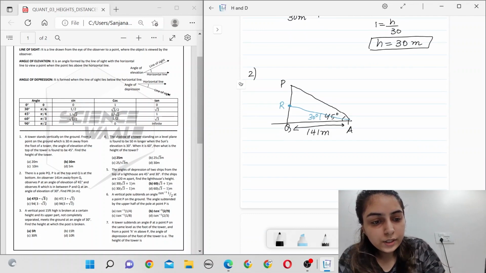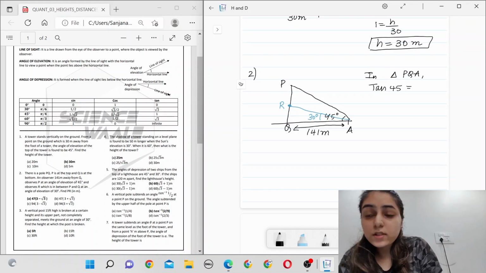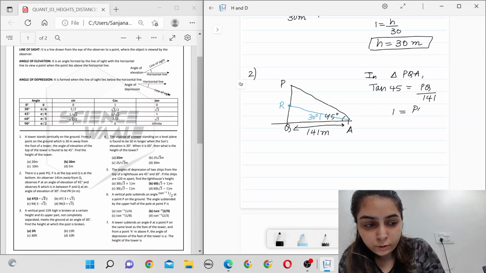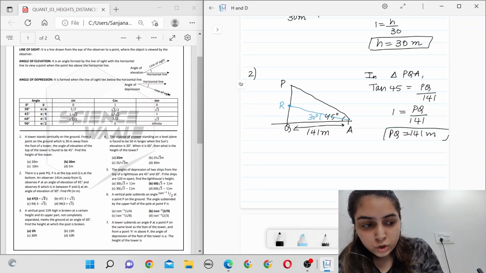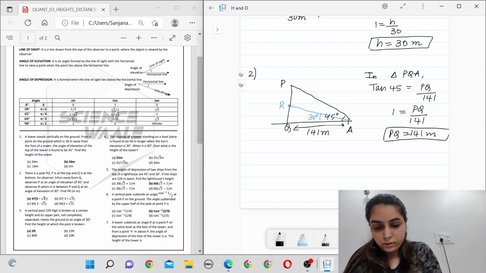So in the triangle PQA, let's apply tan 45. Tan 45 is opposite side by adjacent side, so it will be PQ by 141. Tan 45 is 1, so 1 is equal to PQ by 141. PQ is equal to 141 meters. So the total height of the tower is 141 meters.